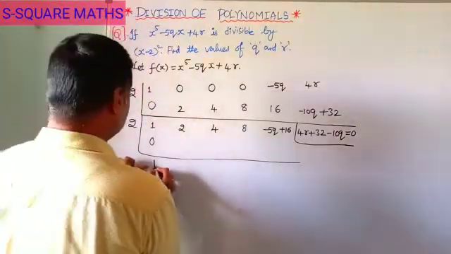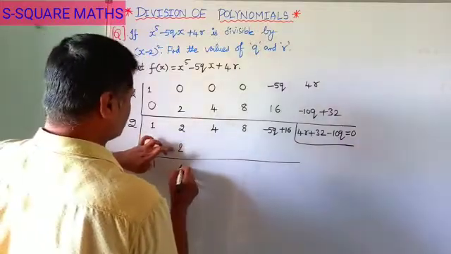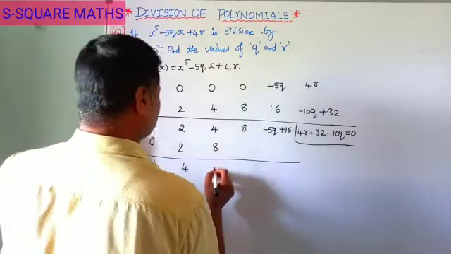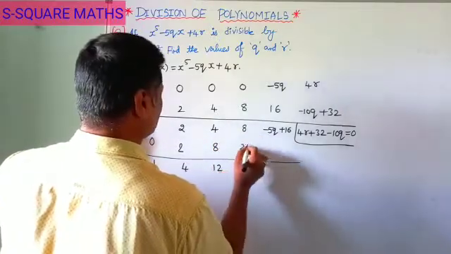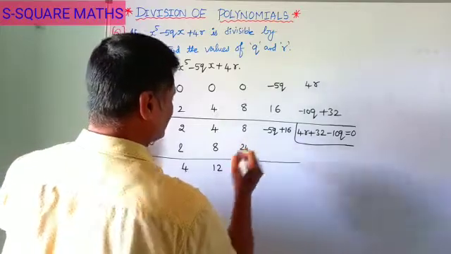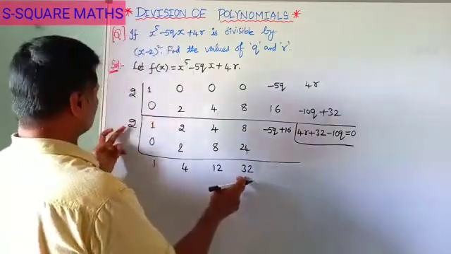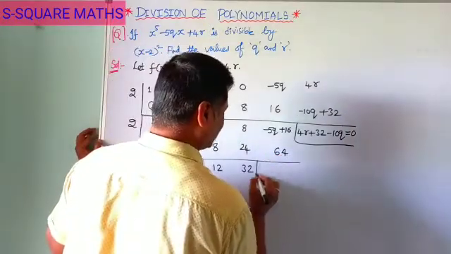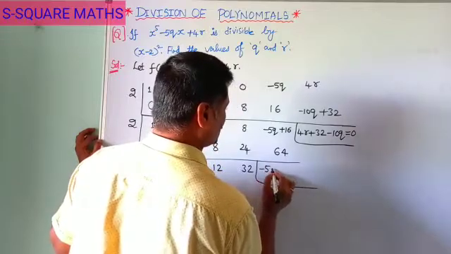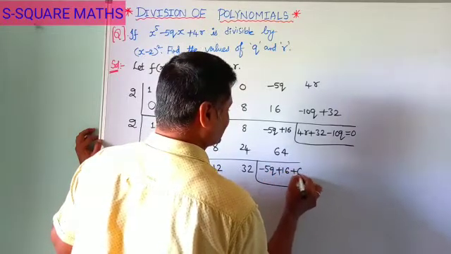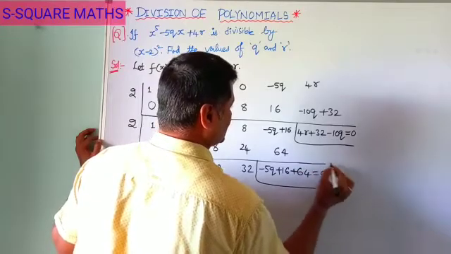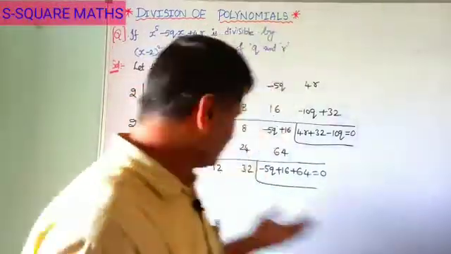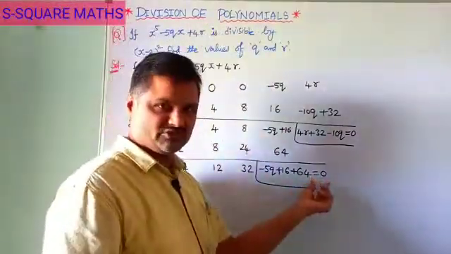1 plus 0 is 1, 1 into 2 is 2, 2 plus 2 is 4, 4 into 2 is 8, 4 plus 8 is 12, 12 into 2 is 24, and this is 32, 8 plus 24 is 32, 2 times is 64. Finally here, minus 5q plus 16 plus 64 is equal to 0. Again, why is it equal to 0? Given that f of x is divisible by (x minus 2) whole square. Since it is divisible, the remainder should be 0.